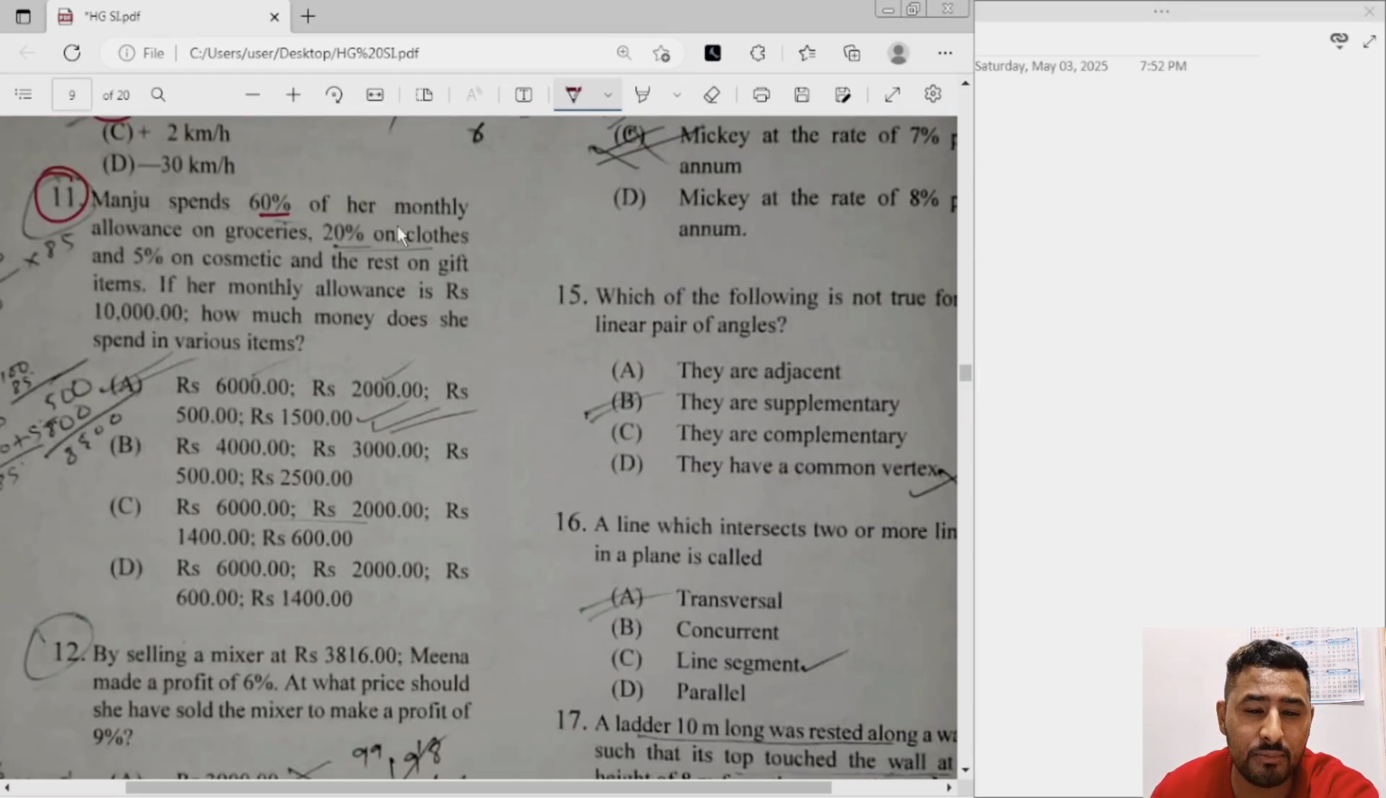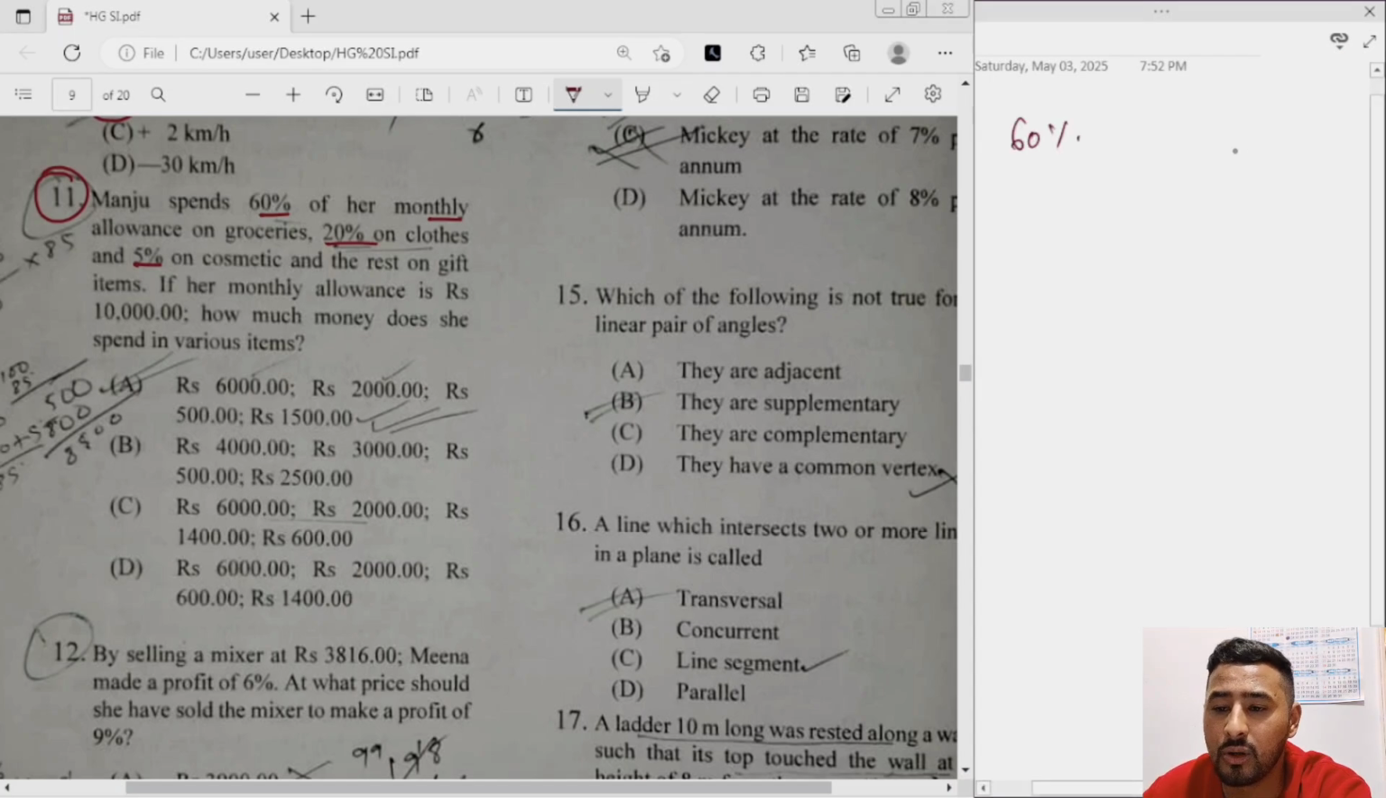Next, 11. Manju spends 60% of her monthly allowance on groceries, 20% on clothes, and 5% on cosmetics, and the rest on gift items. If her monthly allowance is 10,000, how much money does she spend on various items? So what Manju is doing is spending her monthly allowance, which is, let me rub this one.